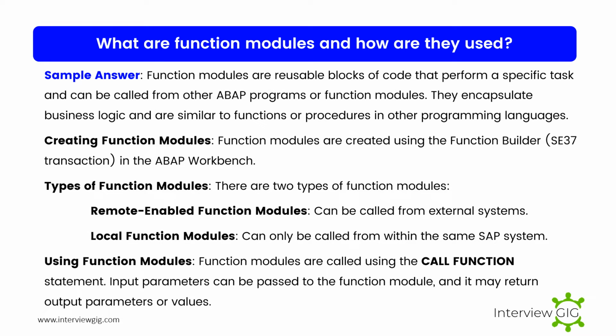What are function modules and how are they used? Function modules are reusable blocks of code that perform a specific task and can be called from other ABAP programs or function modules. They encapsulate business logic and are similar to functions or procedures in other programming languages. Creating function modules: function modules are created using the Function Builder, SE37 transaction, in the ABAP Workbench. Types of function modules: there are two types of function modules. Remote-enabled function modules can be called from external systems. Local function modules can only be called from within the same SAP system.